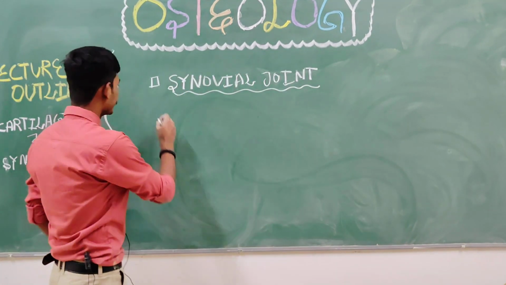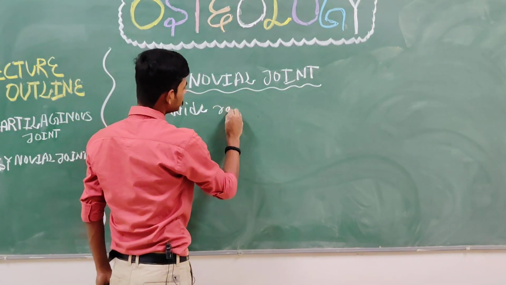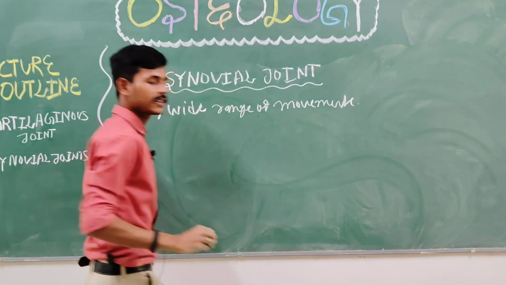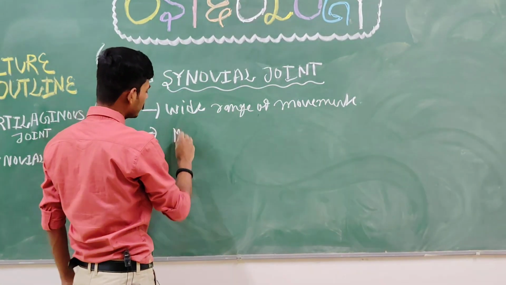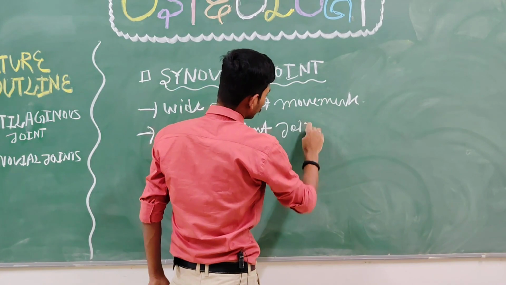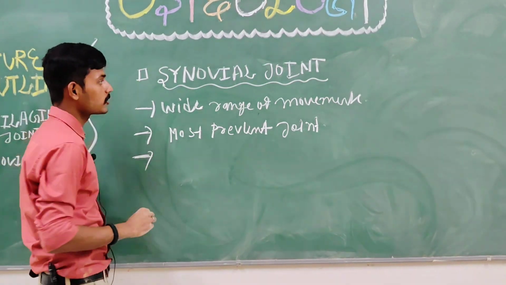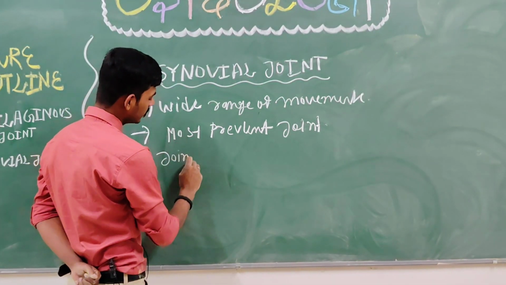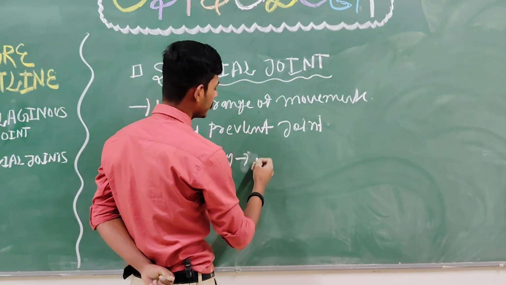The first thing is that synovial joints provide a wide range of movements. Understood? The second reason is that it is the most prevalent joint in the human body. The next thing is the unique feature of this joint: basically, they have a joint cavity with fluid, or we can write down specifically, the synovial fluid.